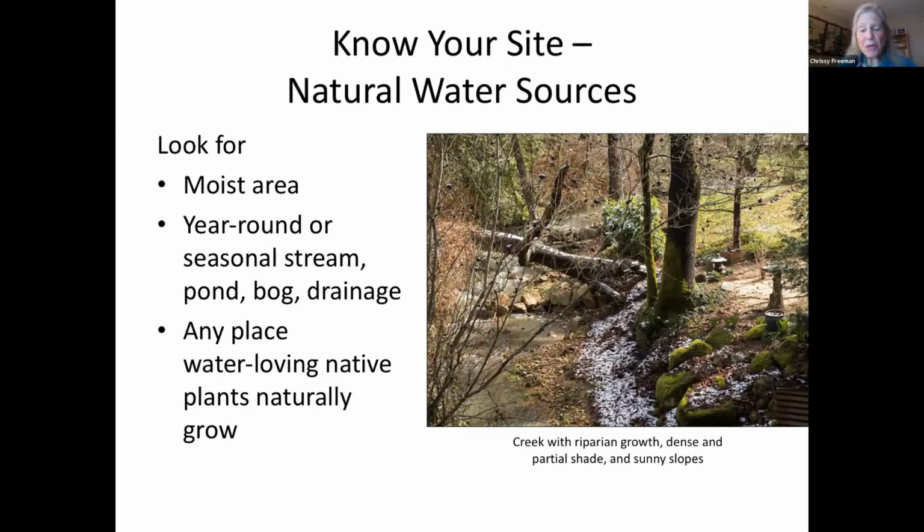And maybe you're fortunate and have a natural water source on your property. If you do, take advantage of having this riparian area and use plants that would naturally grow there. So this site, like a year-round stream, a pond, a bog, some kind of drainage, allows for some plantings that would do well there. And look for any place that water-loving native plants naturally grow, even if there's no surface water. That's a place where you can grow more water-loving plants.